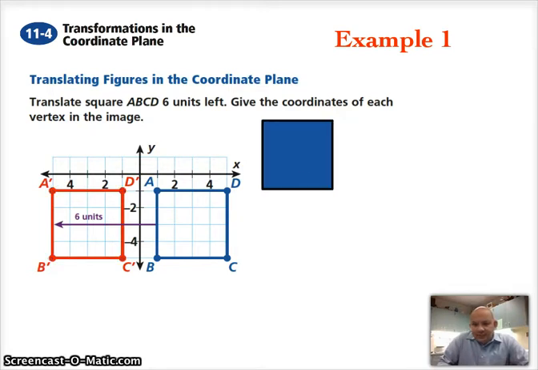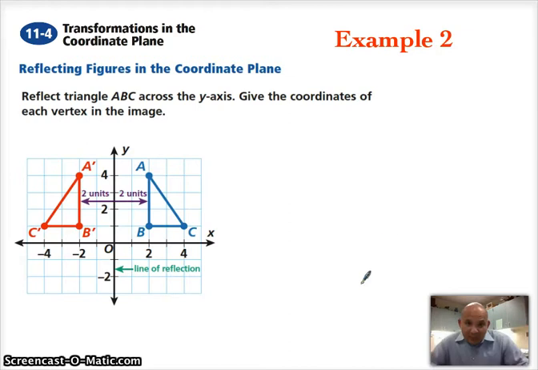Let's go to the second example. Second example is about reflection. It says reflect triangle ABC across the y-axis. Give the coordinates of each vertex in the image. That's something we forgot to do in the last example, but we're going to go ahead and make sure that we do give the coordinates of each of the vertices, I should say. Here we have triangle ABC.